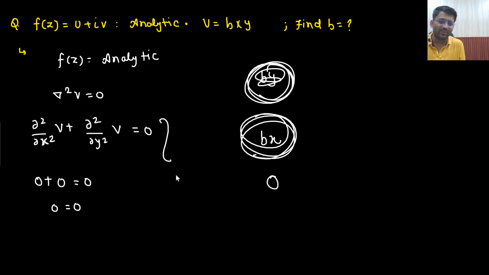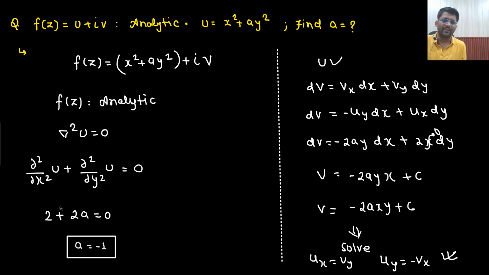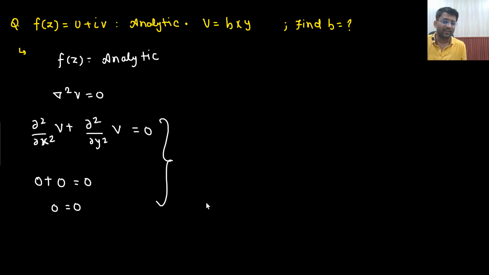So from here you are not able to get b, no? Here what really happened? In this expression, it came out to be a function of a, so you got to know that a is minus 1. But here, no conclusion. Nothing conclusive here.